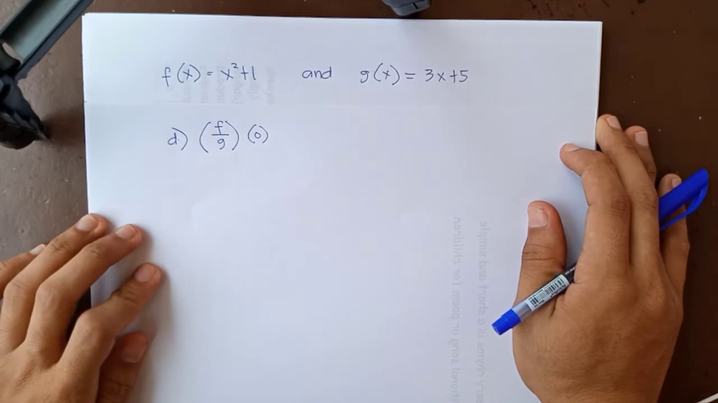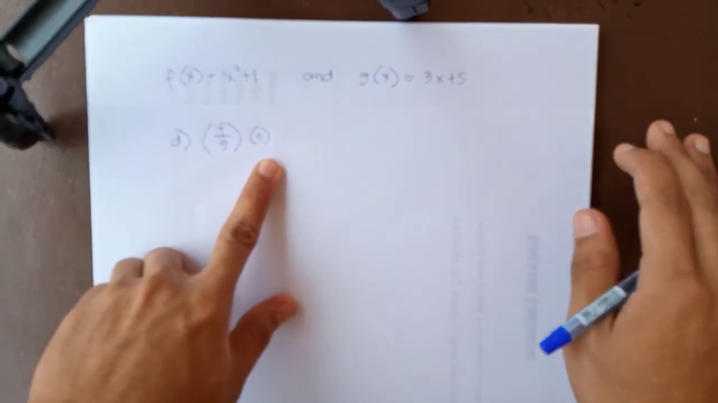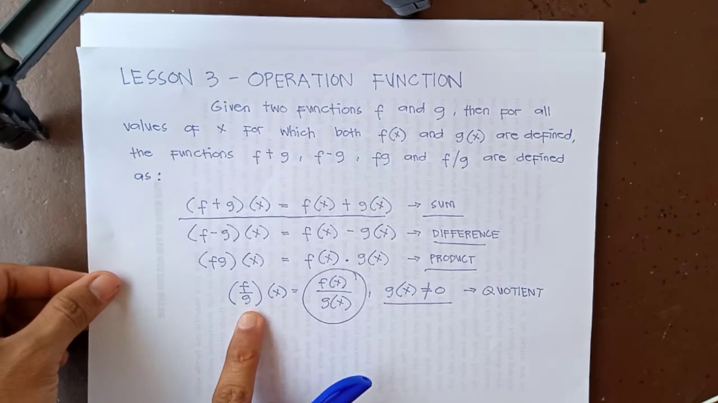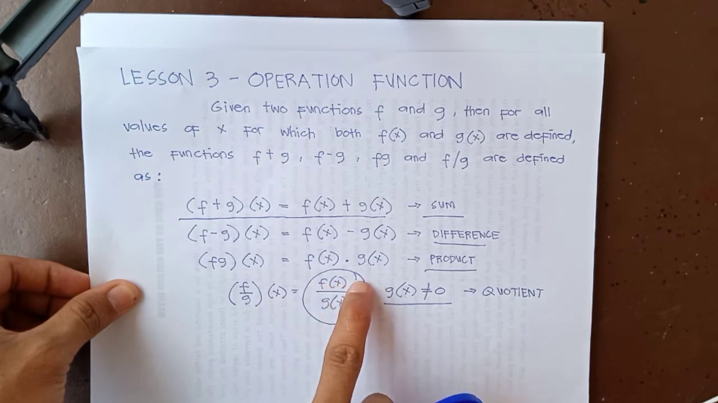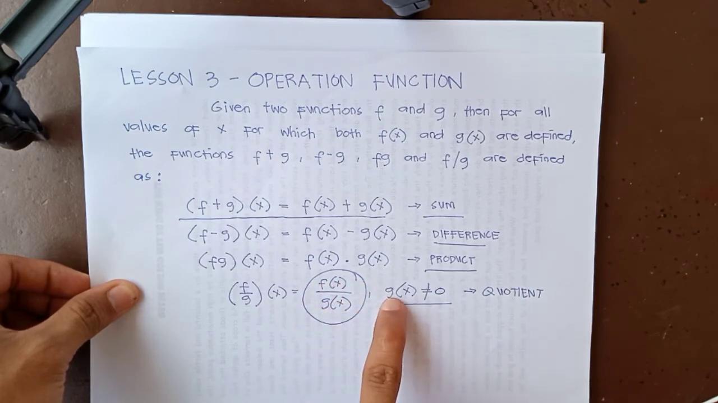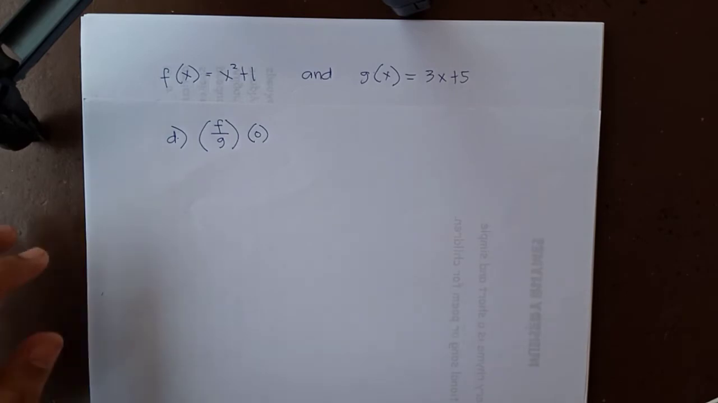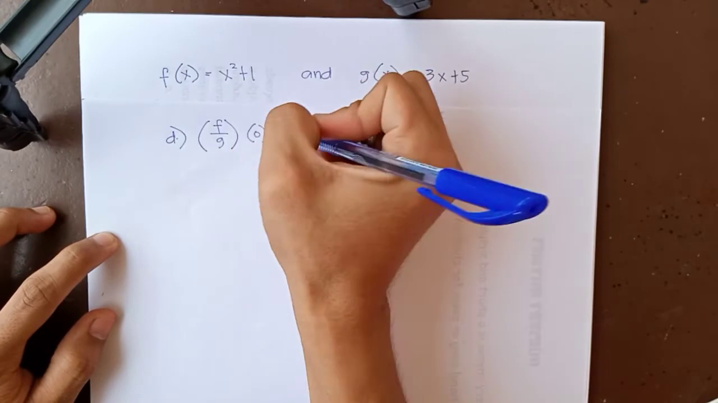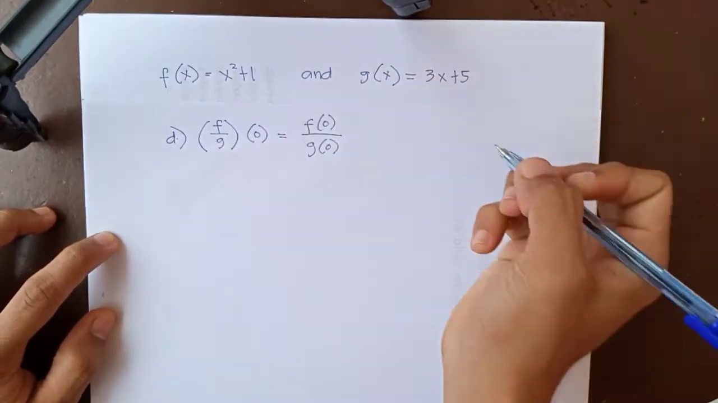We are down to the last problem, letter D, f over g of 0. From the definition, so we have f over g, or f divided by g of x is equal to f of x over g of x, where our g of x is not equal to 0. So this is for quotient or division. So this is equal to f of 0 over g of 0.